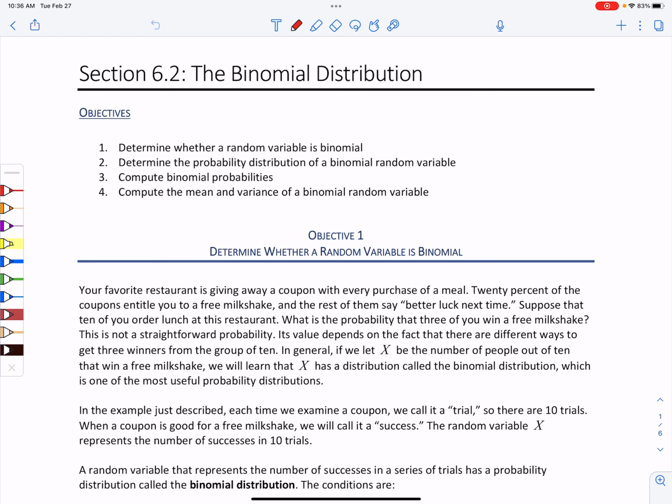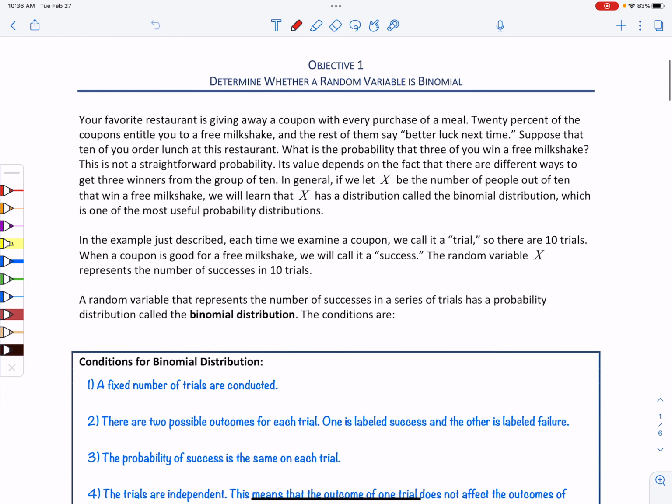In this first part of section 6.2, we are going to talk about what makes a random variable classify as a binomial random variable. So we're going to look at a few examples here, and we're going to talk about certain conditions or properties that must be met in order to say that your random variable follows a binomial distribution and thus can use the binomial distribution to calculate its probabilities.